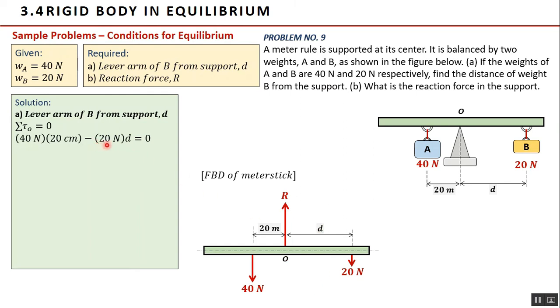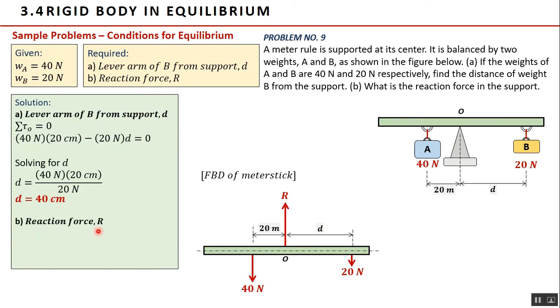So we expand this equation as 40 newtons times its lever arm from point O, 20 centimeters, minus the torque produced by 20 newtons, times the unknown lever arm D, then we equate this to 0. Then we solve for D, with a little algebra will give 40 centimeters. So this is the distance of the 20 newton weight in order for the meter stick to sustain equilibrium.